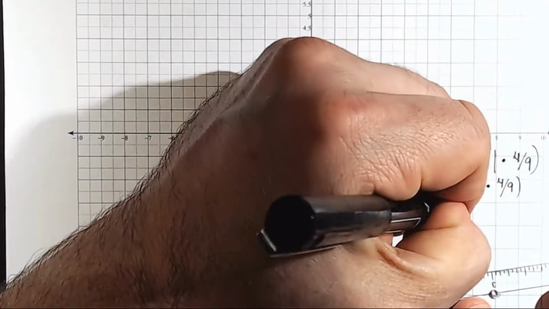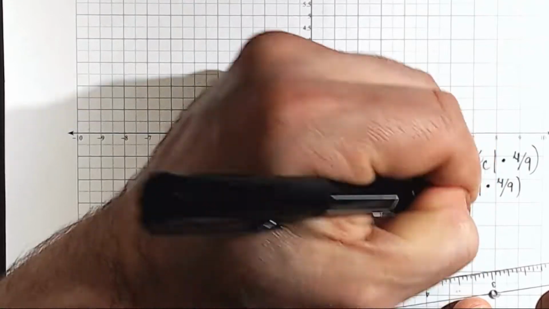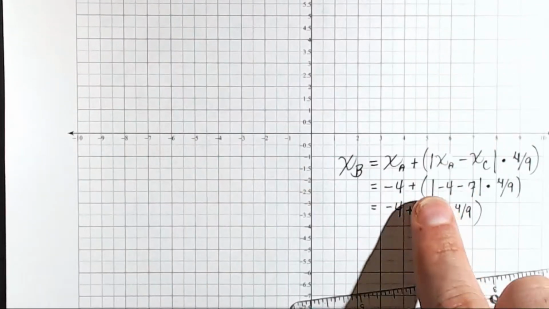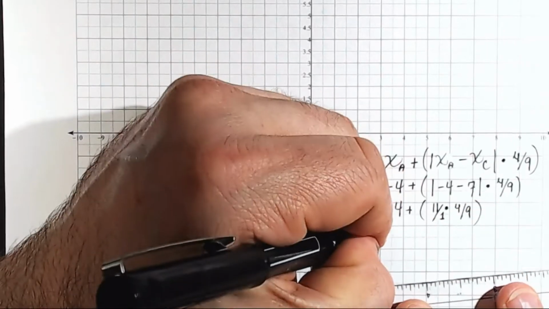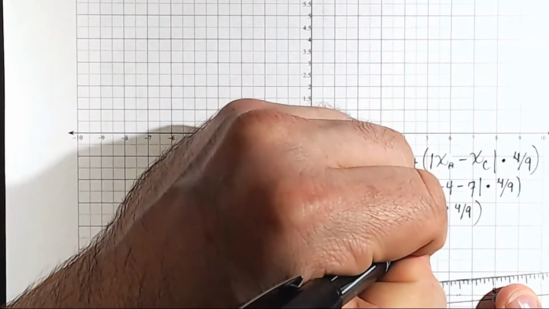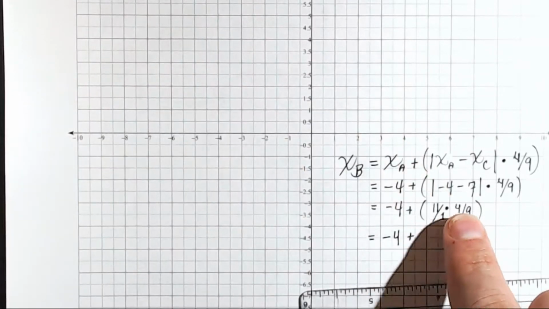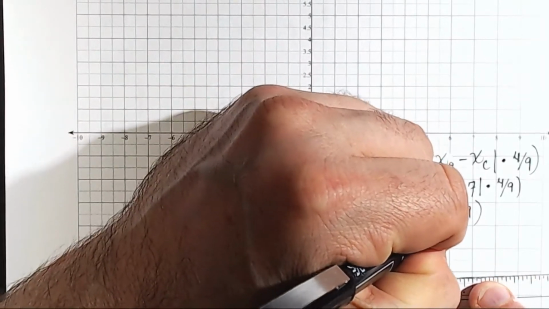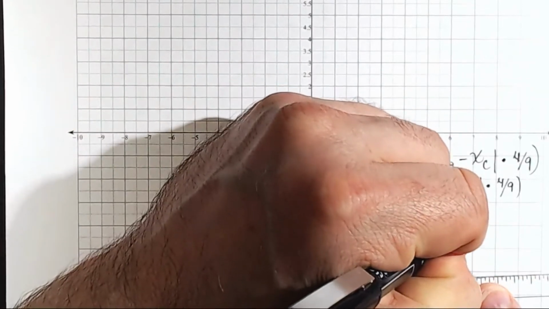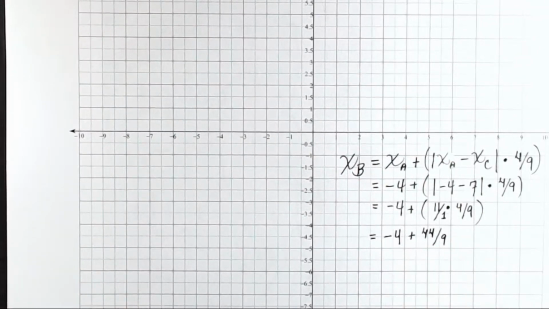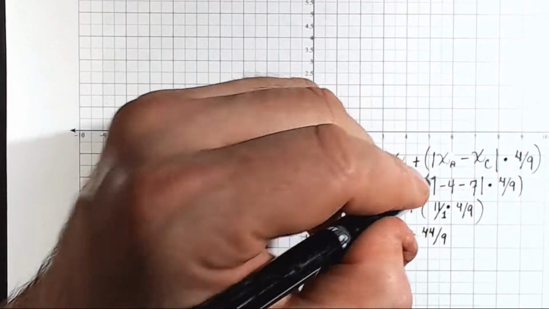Okay, so it helps here to remember that 11 is really 11 over 1 times 4 over 9. So we'll multiply across the top and across the bottom. So this is equal to -4 plus, and now let's do this. 11 times 4 is 44. 1 times 9 is 9. So plus 44/9. At this point, it would help us to have a common denominator. So I will multiply -4 by 9 over 9.